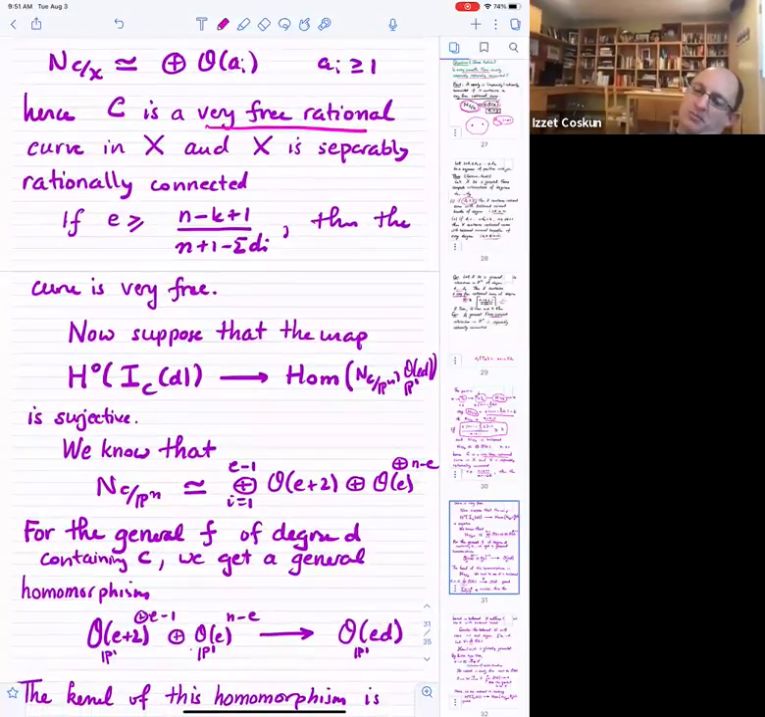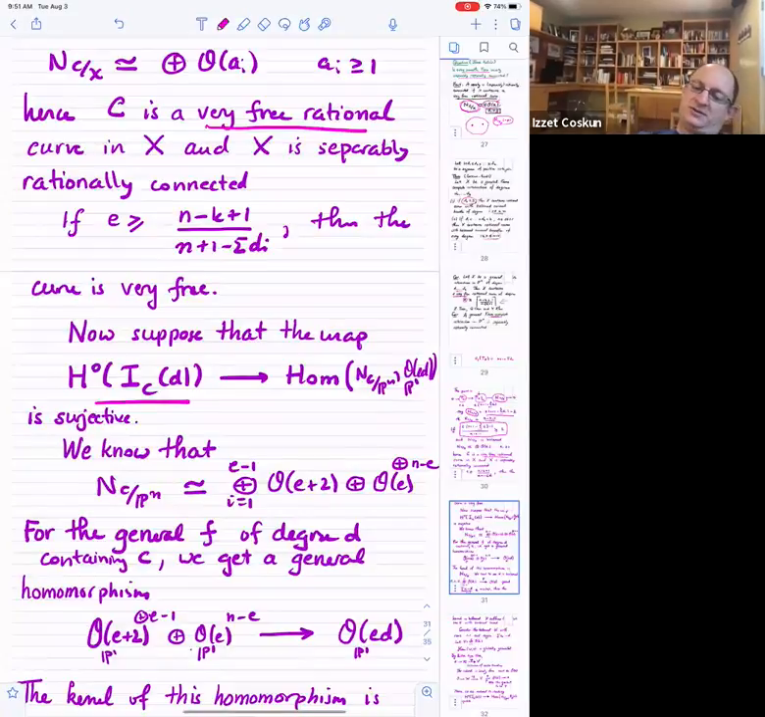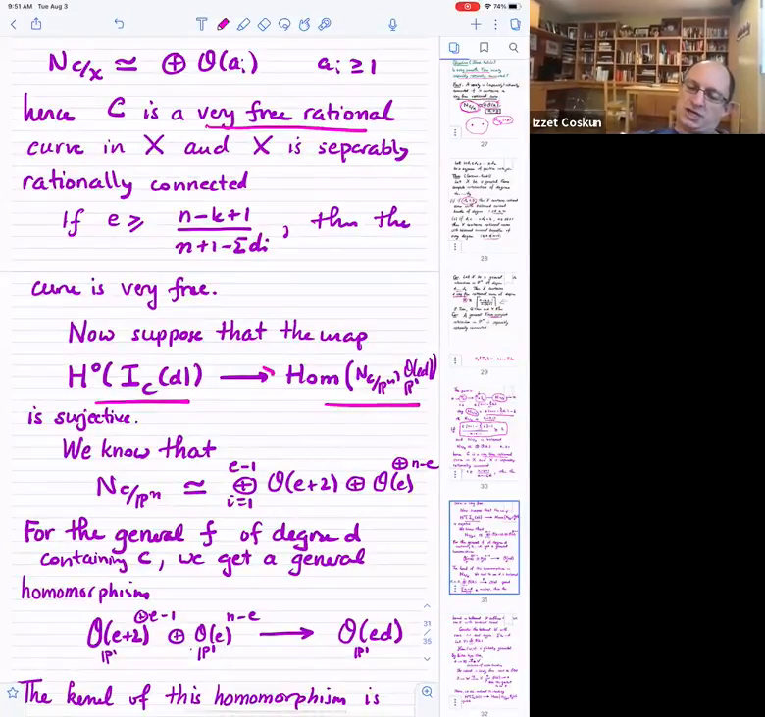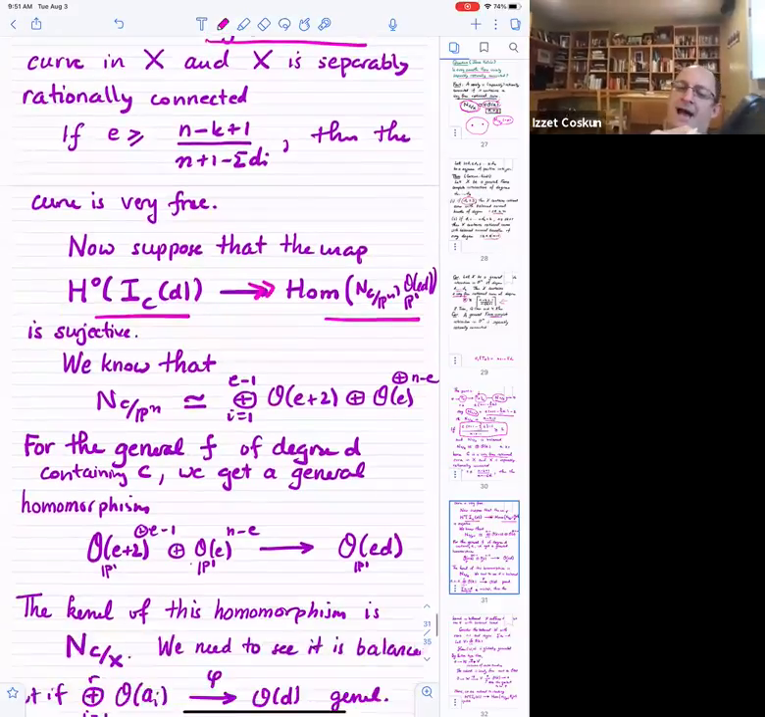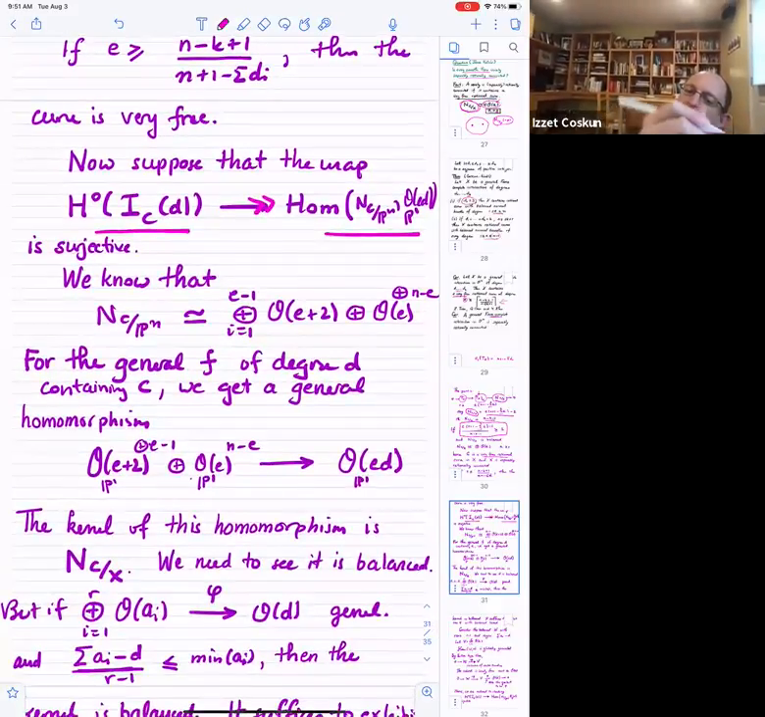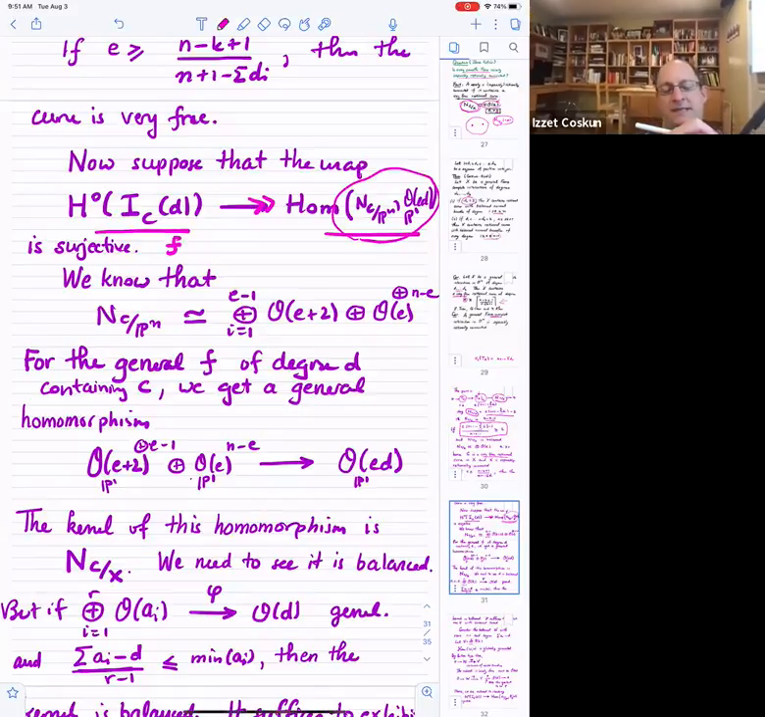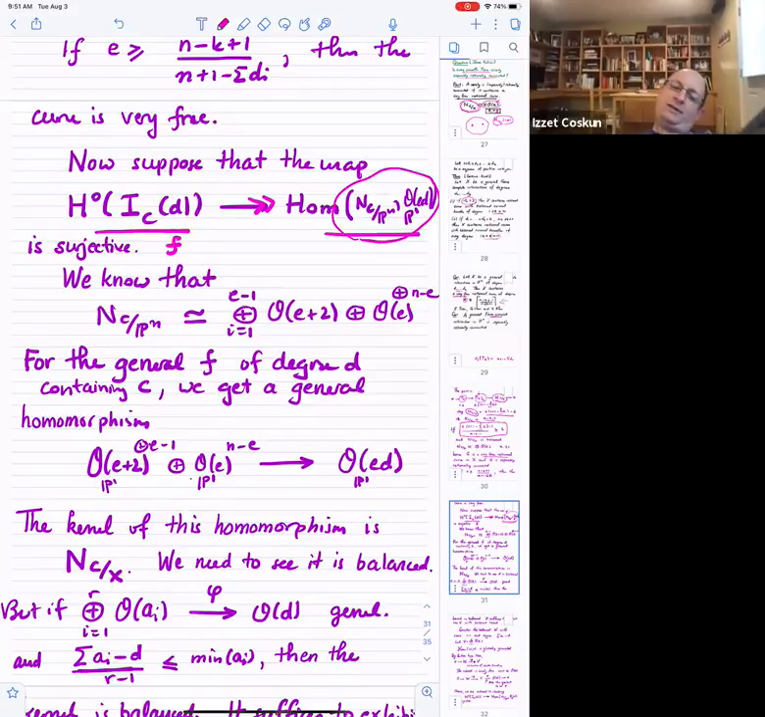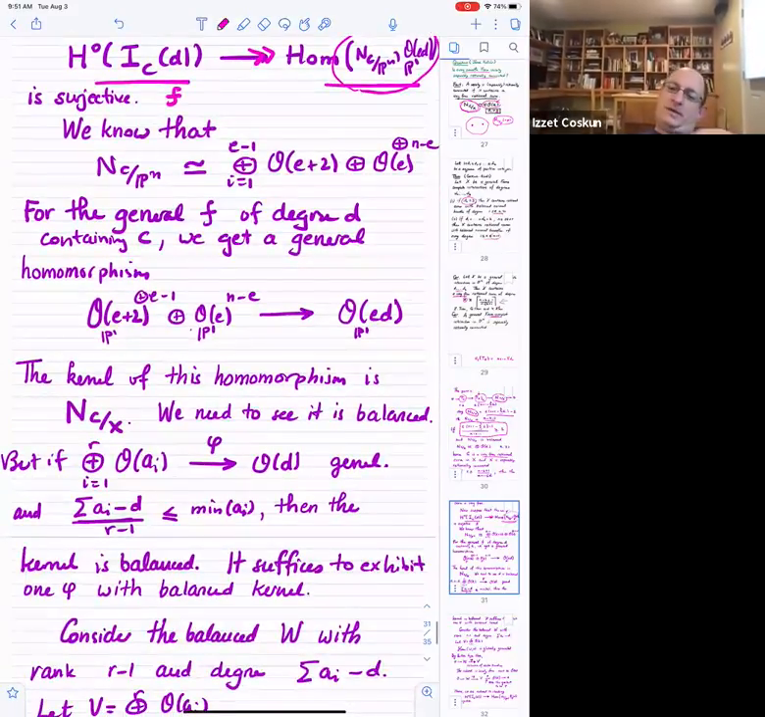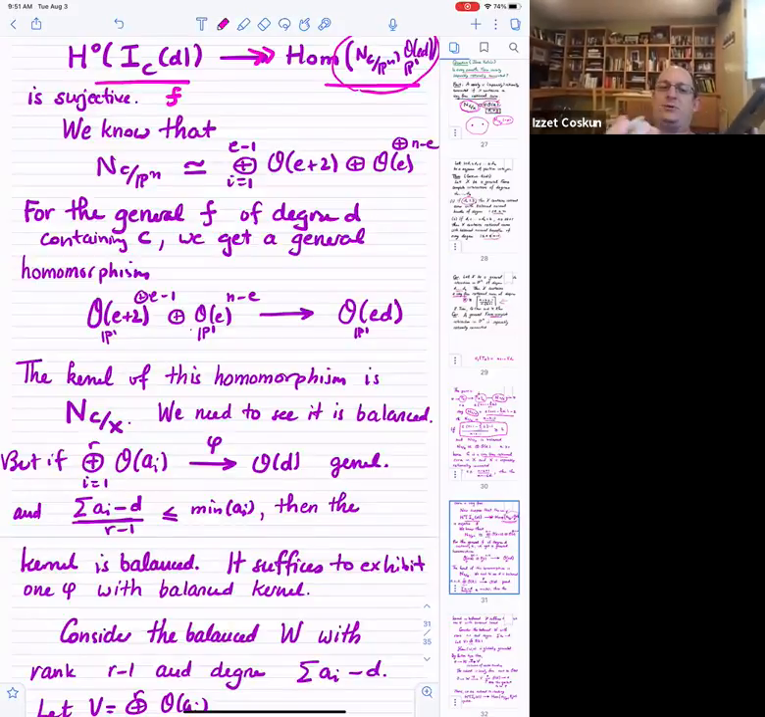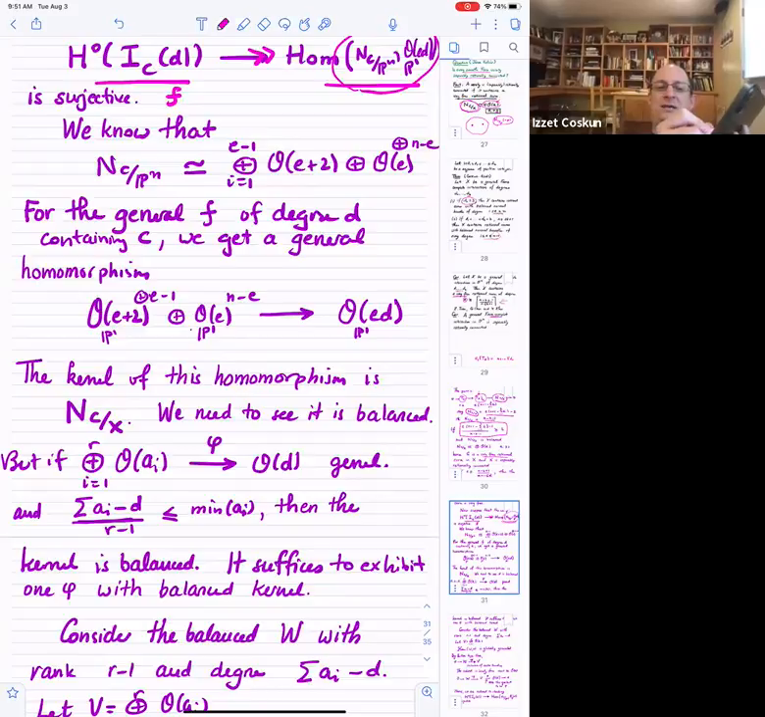Okay, so now suppose that the map that you have from this H^0 of I_C(d) to this Hom is surjective. What that means is that you see every possible homomorphism from the normal bundle to O_C(d) occurs for some choice of equation of degree d containing the curve. So let's look at what that means. If I look at the normal bundle of the curve in P^n, we know what that is. We computed this last time.